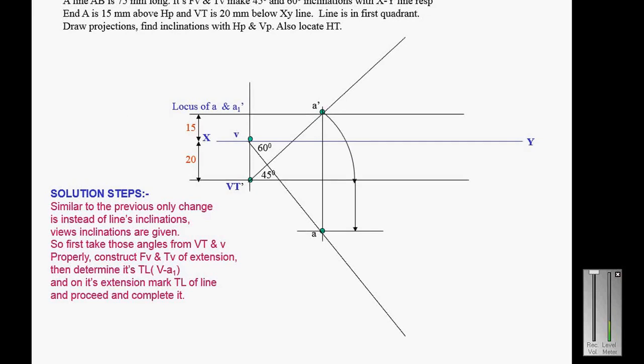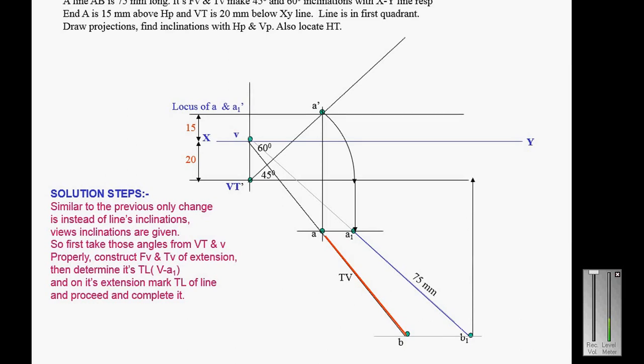Then I rotate the point A dash, and you will get the point A1. Join V and A1 and extend it, and from A1 take the true length 75 mm, and mark the point B1. Draw the locus line through point B1. After drawing the locus of point B1, you will get point B. Join A and B, it will be the top view.